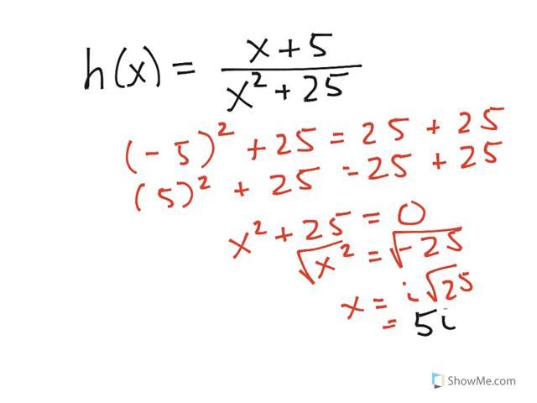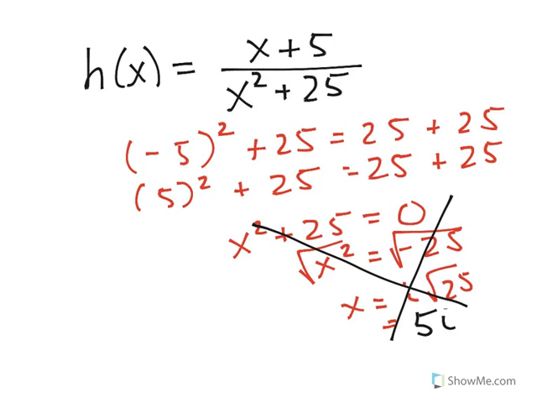5i. But have some good news here. We don't really have to do this right here. Because if we place x equal to 5i and put 5i in here, 5i squared plus 25, still it's not setting the denominator equal to 0.